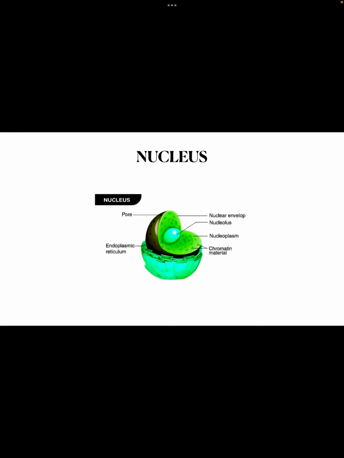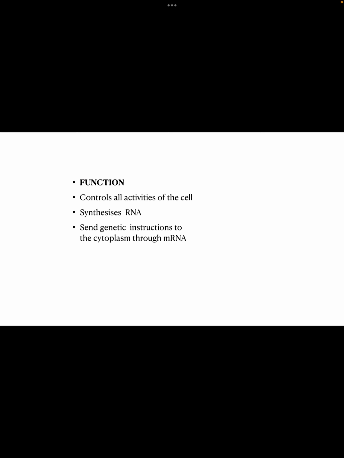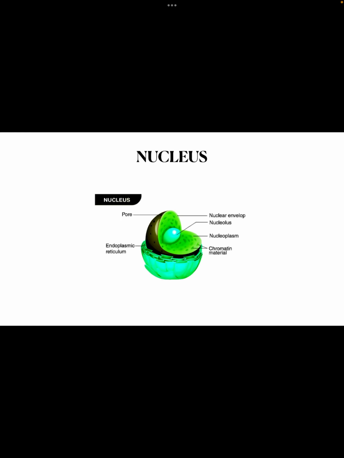Next, the nucleus, which is the brain of the cell, controls all the activities of the cell. In the nucleus there are various parts: nucleolus, nuclear envelope, chromatin material. The nuclear envelope has two membranes: outer membrane and inner membrane. The outer membrane binds with lots of ribosomes. The inner membrane controls the cell divisions.